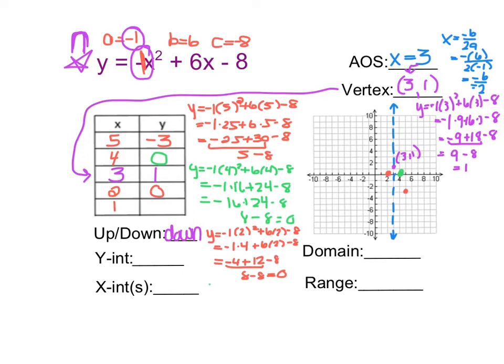Then my final point here, I have y is equal to negative 1 times 1 squared plus 6 times 1 minus 8. So here I have a negative 1 plus 6 minus 8. So that turns into a positive 5 minus 8, or negative 3. So I plot that point. X is 1, y is negative 3. So then from here I can see my parabola shape. So I'm going to graph it.